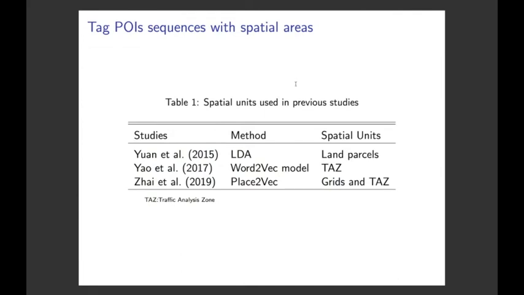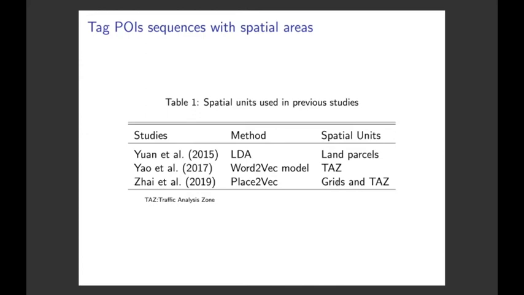So the second step is to tag the POI sequence with the spatial areas. We can tag the POI sequence by the London Borough ID, by the London Ward ID, or by LSOA, or by traffic analysis zone. So how can we choose these spatial unit IDs? In previous studies, a lot of researchers use the traffic analysis zone.